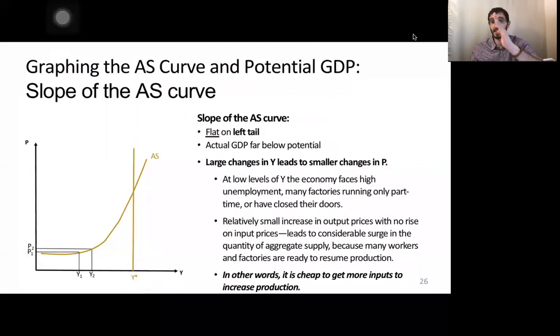Okay, that's why it's steep, because of the higher sensitivity of the price level to small changes in GDP when we're past potential GDP.